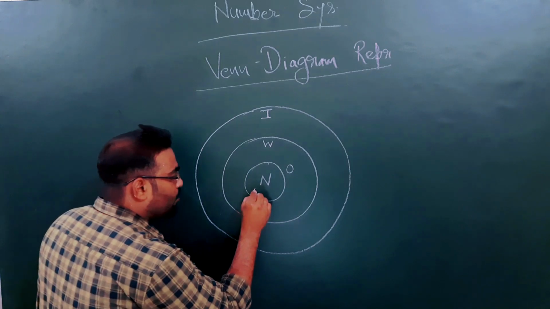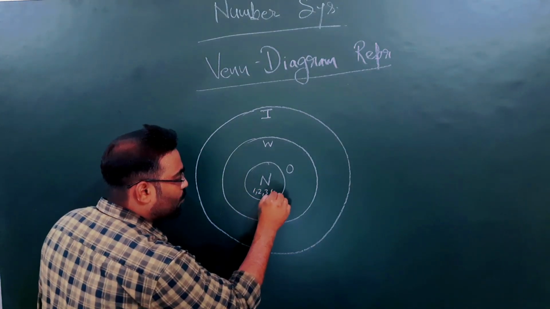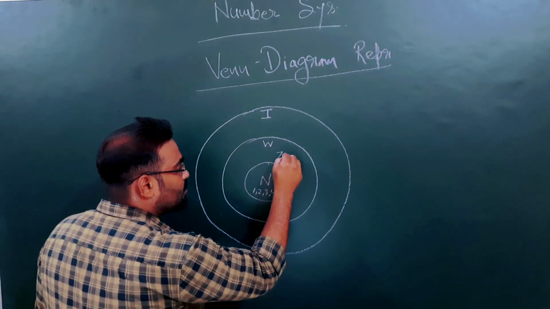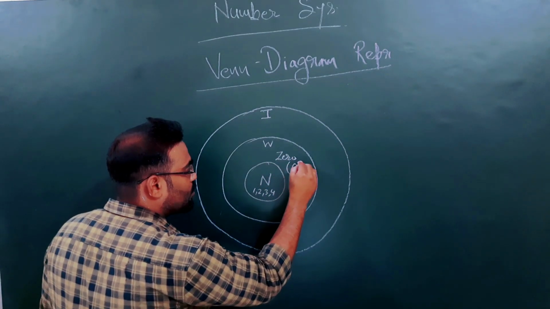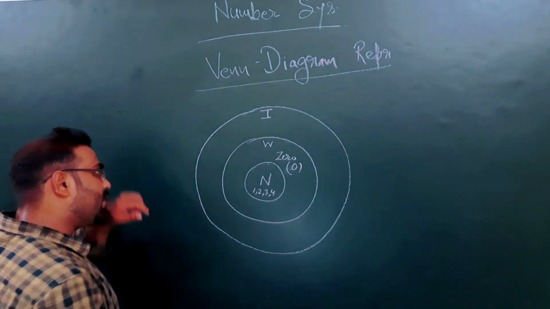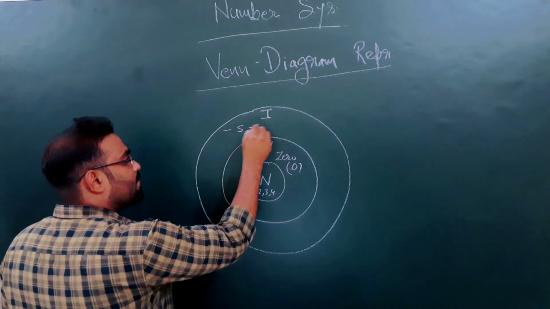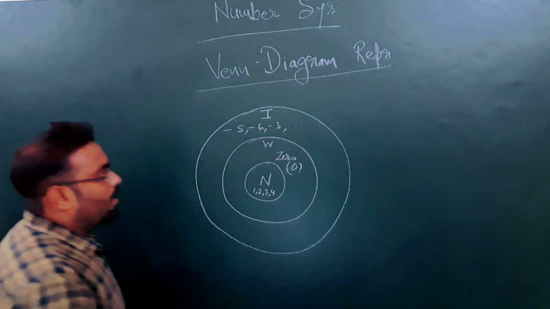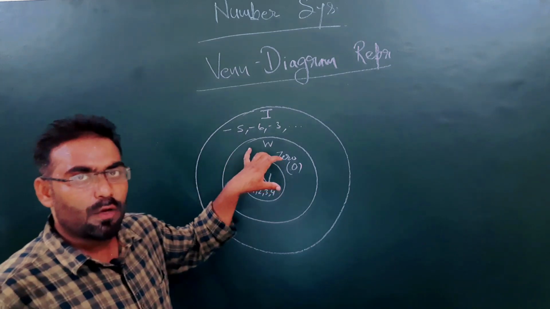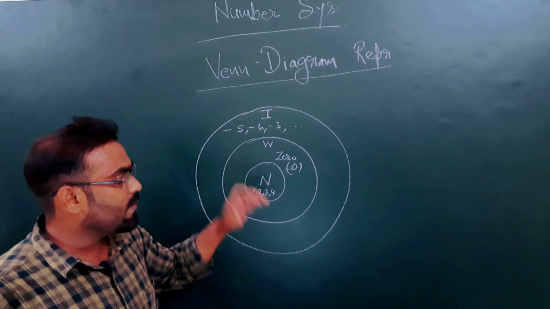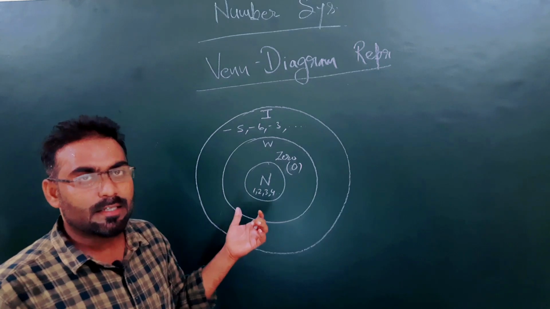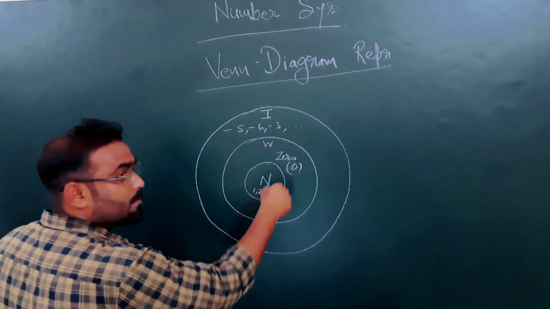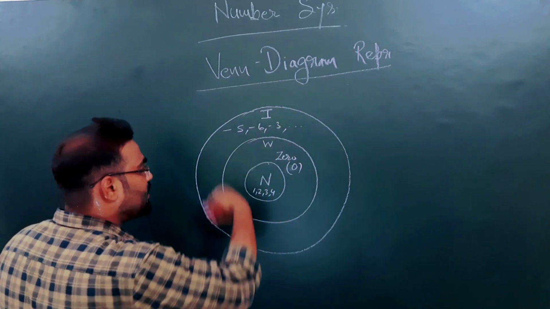N for natural numbers, W for whole numbers, and I for integers. So in natural numbers we have 1, 2, 3, 4 and so on. And in whole numbers you have a 0. And in integers we have -5, -6, -3 and so on. I hope I'll be able to convey the proper content of the particular things. So this is natural numbers, this is whole numbers, this is integers.